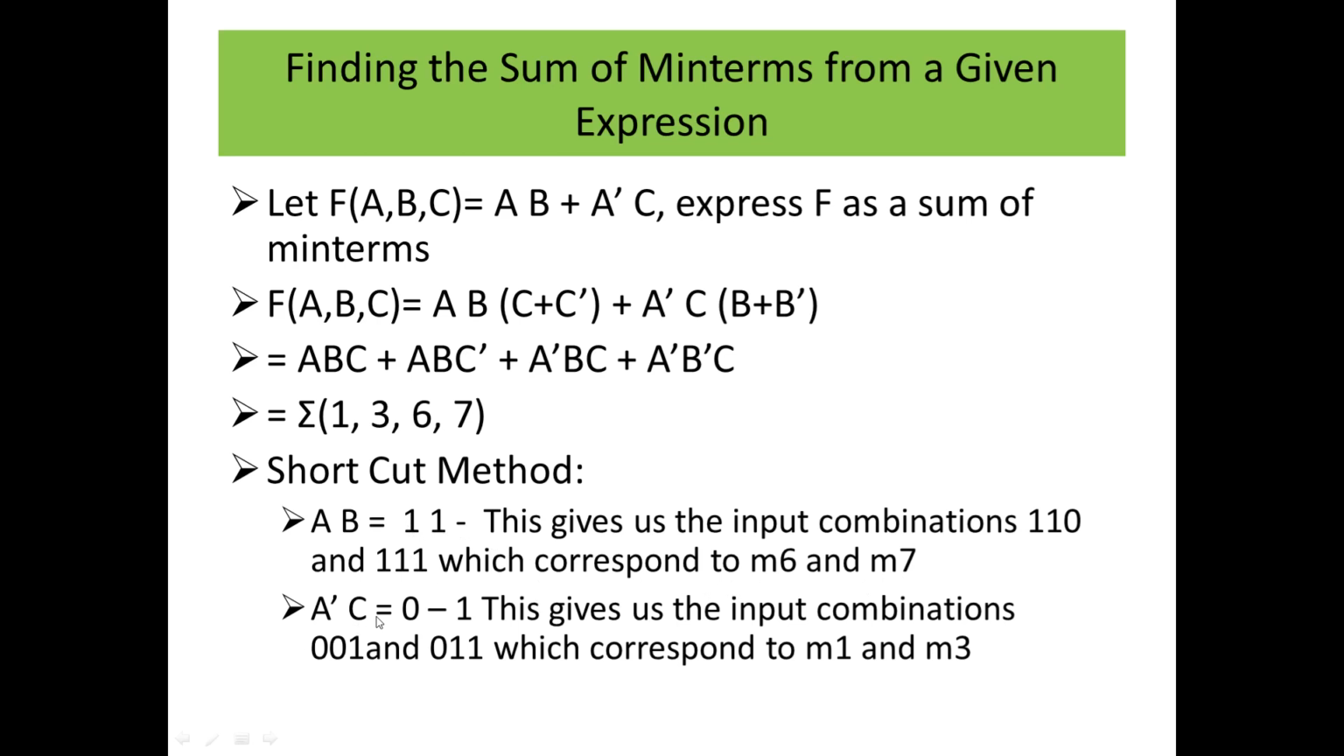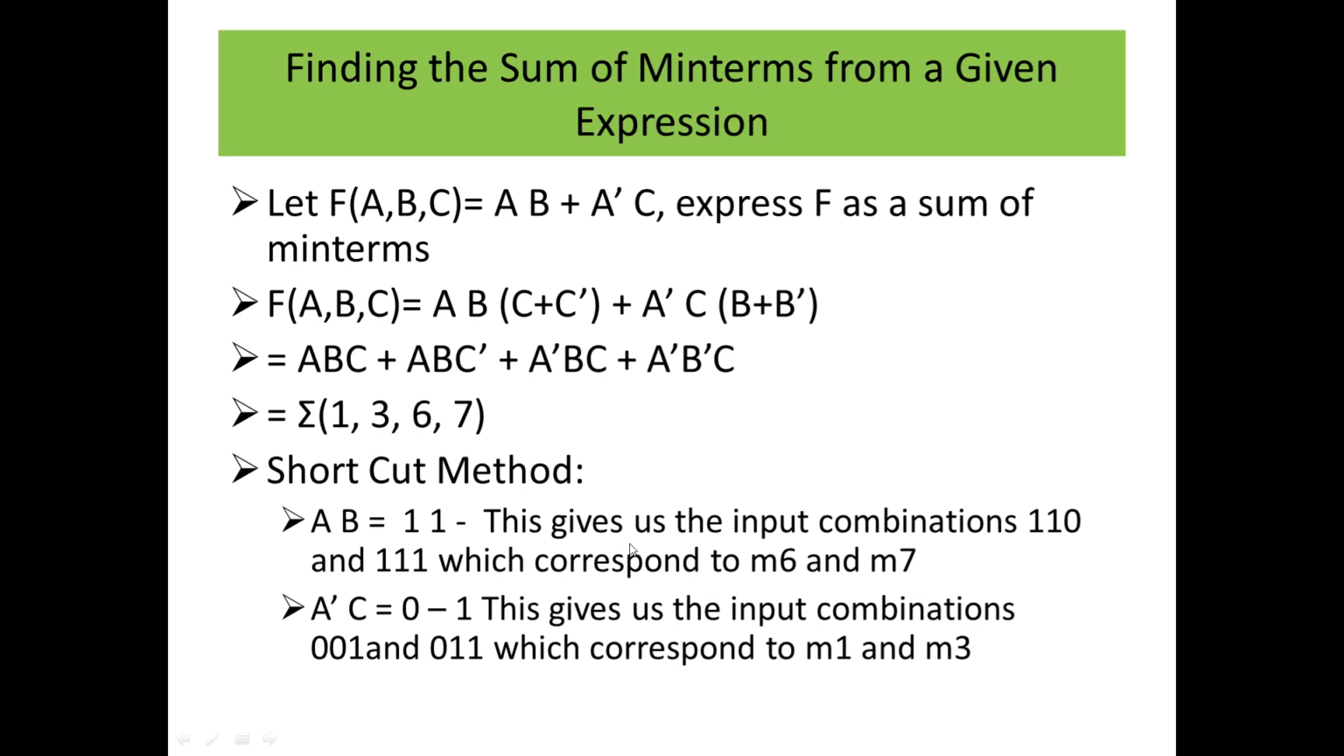Next, A bar C, that is A is 0, B is not there, so don't care. C is 1. This gives us the input combinations 0 0 1 and 0 1 1. Dash can be 0 or 1. 0 0 1 is M1, 0 1 1 is M3. So here you can see 1 3 6 7. Similarly we have got 1 3 and 6 7.